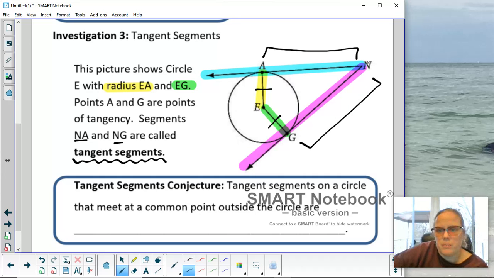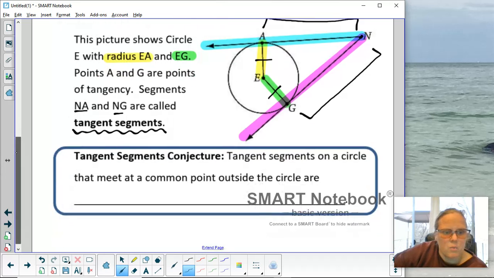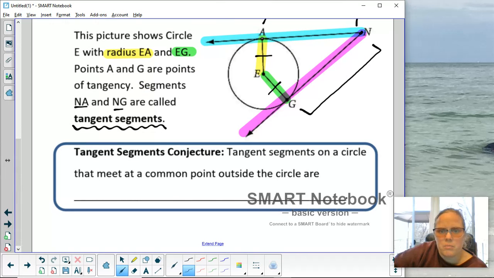Now, if I look at this picture, I can see that the radii are the same length. Both of these tangent rays hit at one point on the circle, and then they meet right out here. And this shape looks pretty familiar. Can anyone think of what shape we're noticing between A, E, G, and N? It looks pretty familiar from our quadrilateral unit. And if you thought that this looks like a kite, you are correct.